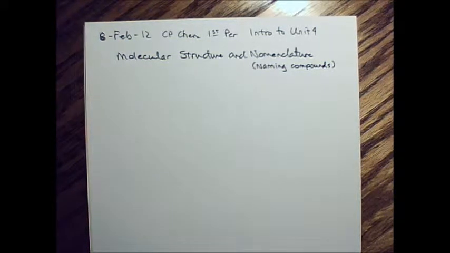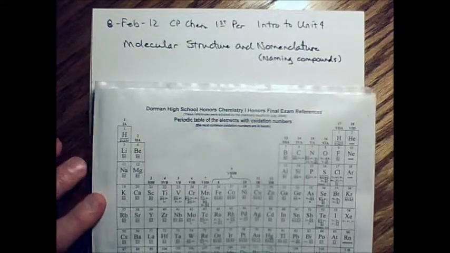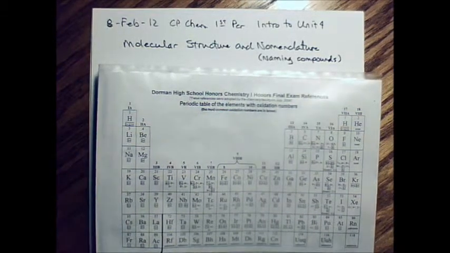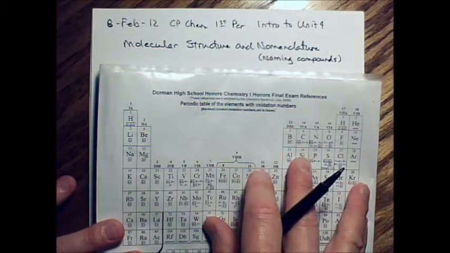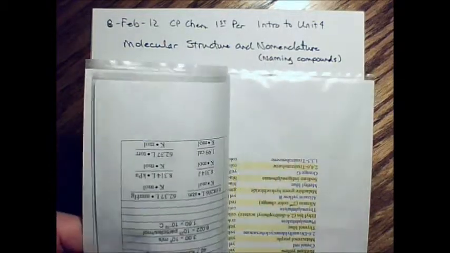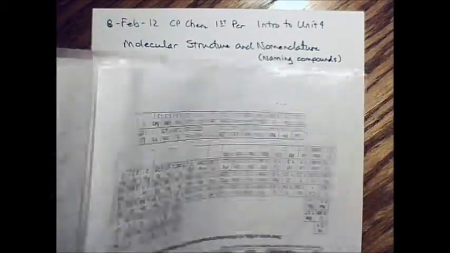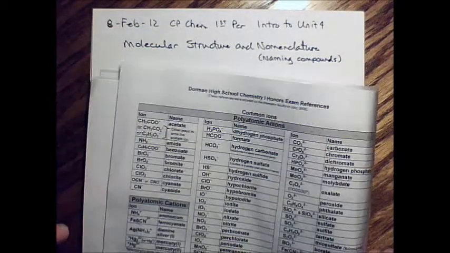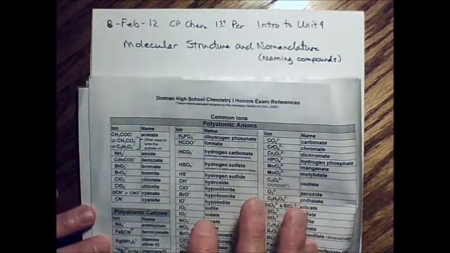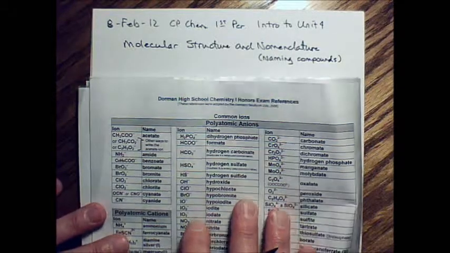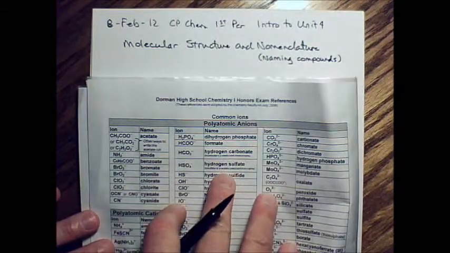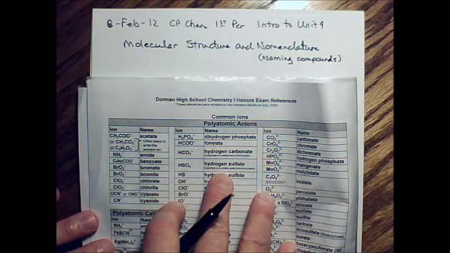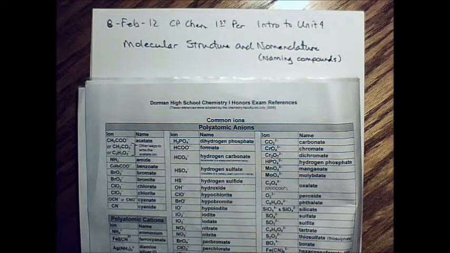All right, so we're going to use that periodic table with oxidation numbers a lot in this unit. I just introduced you to the periodic table with oxidation numbers that you have in your test references. We're also going to be using another reference in your handout, the common ions list. Get out your test references and take a look at the common ions list and the periodic table with oxidation numbers. You need to be aware of both of those, and we need to learn to use them.